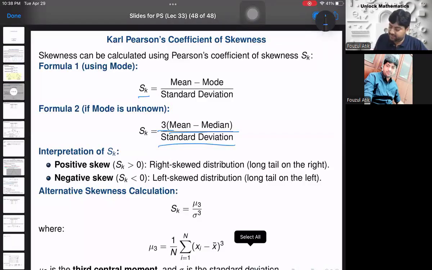And then again, if this Sk value is greater than 0, then the mean must be greater than the mode, or the mean must be greater than the median. In this case, it is positively skewed. We discussed this in the last slide.